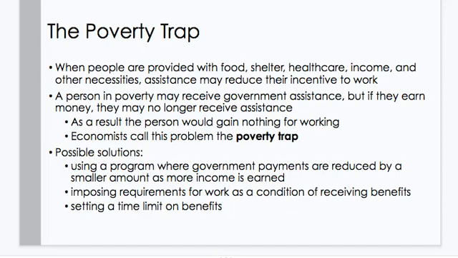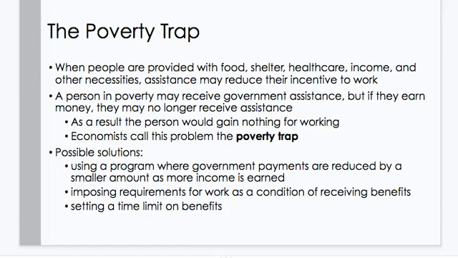The poverty trap. When people are provided with food, shelter, healthcare, income, and other necessities, assistance may reduce their incentive to work. A person in poverty may receive government assistance, but if they earn money, they may no longer receive assistance. As a result, the person would gain nothing for working. Economists call this problem the poverty trap.